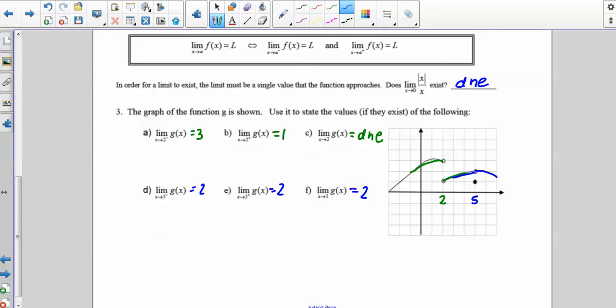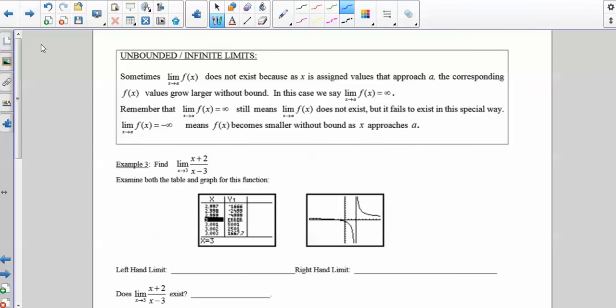Okay, let's turn the page. Now we're going to talk about infinite limits. Infinite limits are a special case of does not exist. So when your graph goes to infinity, instead of saying does not exist, we're going to say that the limit is infinity. It's good to know in the back of your head that this limit does not exist, but the best answer to write is infinity because it's a special case. The limit can also equal negative infinity.